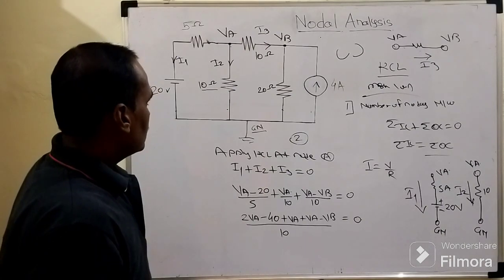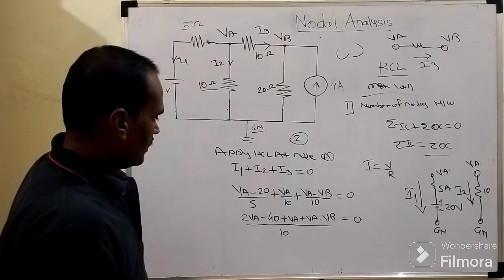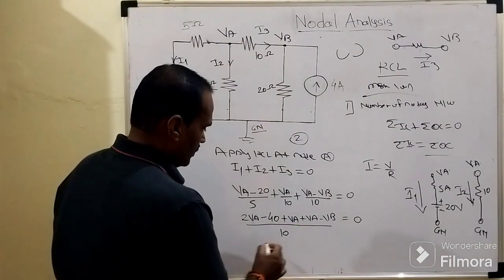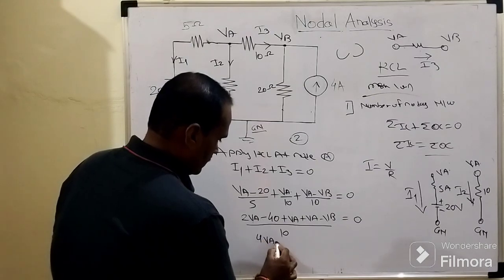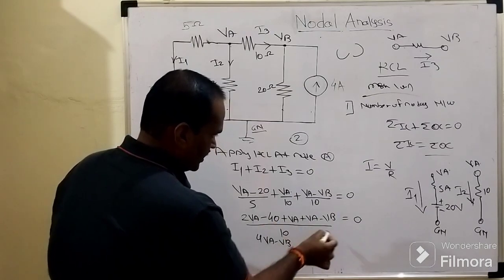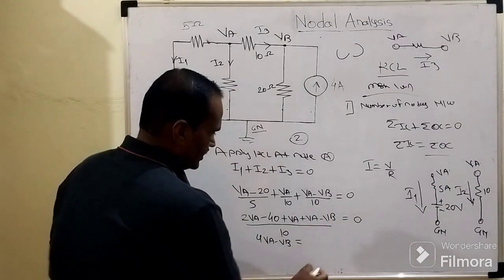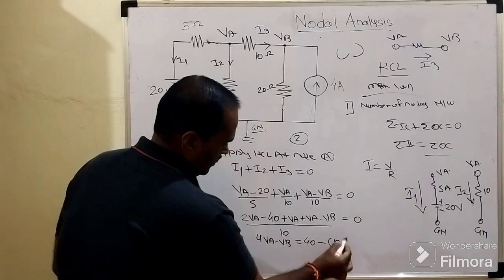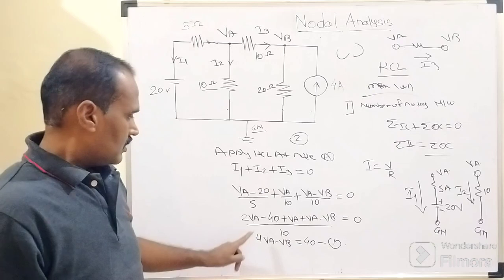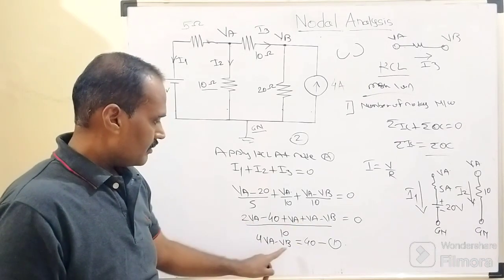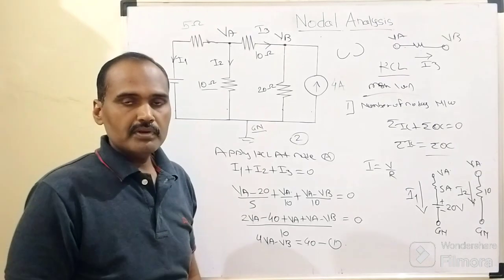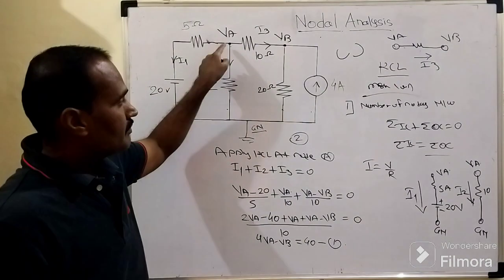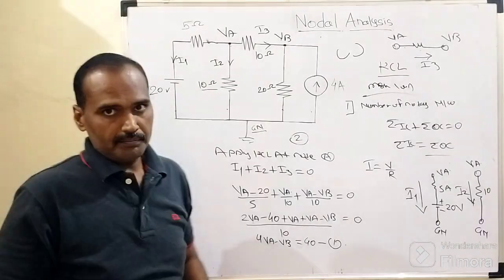Then see, the equation will become what here? How many VA terms did we have? These 2, 4 VA minus VB, and this minus 40 is being shifted to the left hand side. Again this 10 is being multiplied with 0, so again it will become 0. So it will become plus 40, right? So 4 VA minus VB equals to 40. This will be our equation number 1 when we apply the Kirchhoff current law to this first node whose potential is nothing but what? VA.